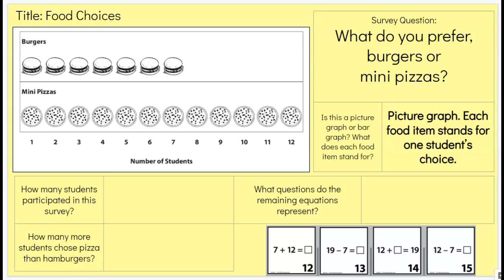That's good thinking. Now, the next question I want to ask you, get out your whiteboards, is how many students participated in this survey? Write an equation to answer this question. Remember, the equation you will use is one of these four equations. Show a connection if you wrote the equation 7 plus 12 equals something. Why is this the correct equation to use?